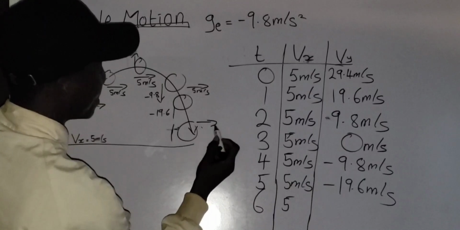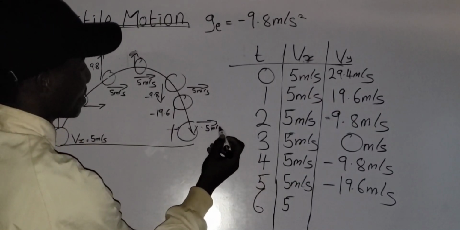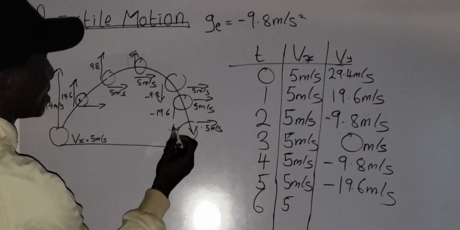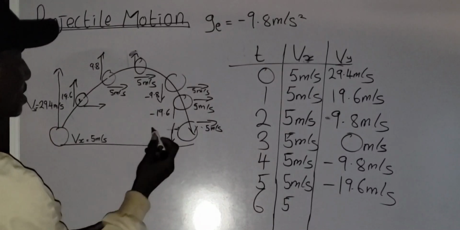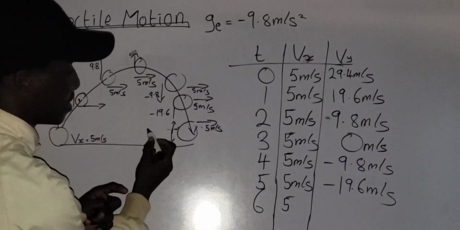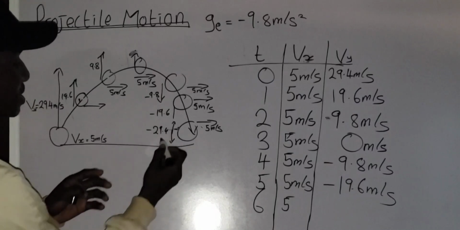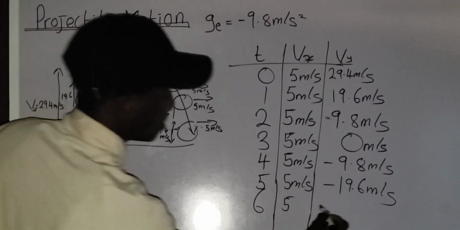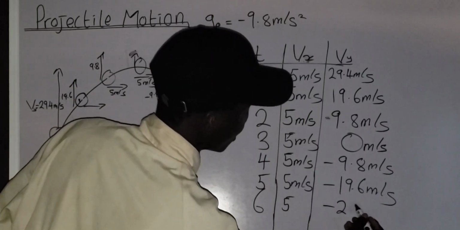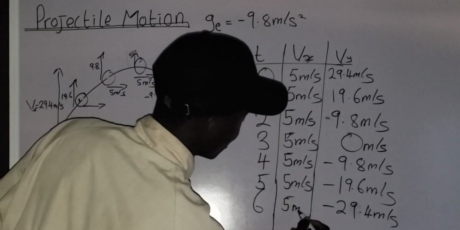5 meters per second. Don't forget, the velocity along the horizontal axis will always be constant. So this is 5 meters per second, and this is also 5 meters per second. But along the vertical axis, the velocity is reduced and is increasing in the negative direction, because this is minus 29.4 meters per second. This is minus 29.4 meters per second. This is 5 meters per second.